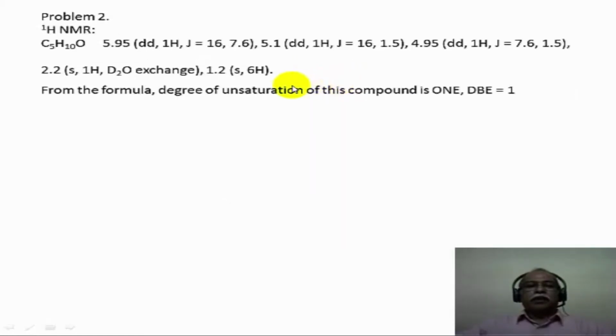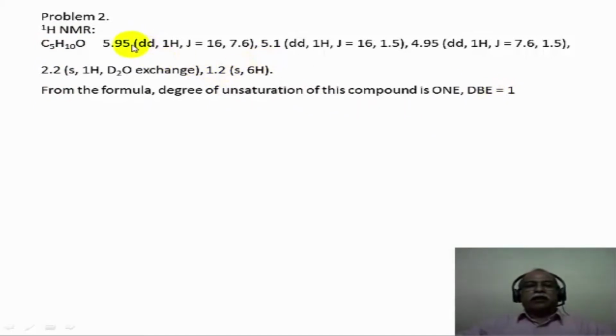Now here the proton NMR data is given. From the molecular formula, which is C5H10O, we come to the conclusion there is one double bond in this molecule, because C5H12 should have been the saturated molecular formula, but it is C5H10. 2 hydrogens are deficient. Therefore, the double bond equivalence is 1 here.